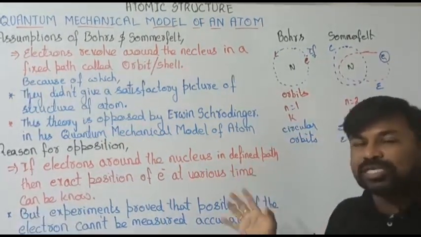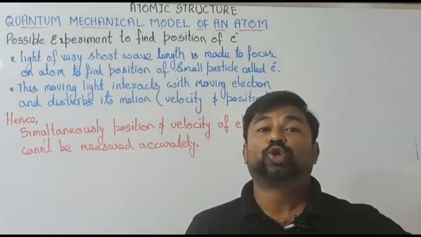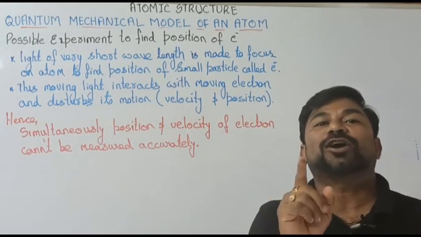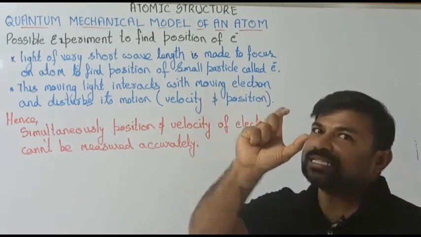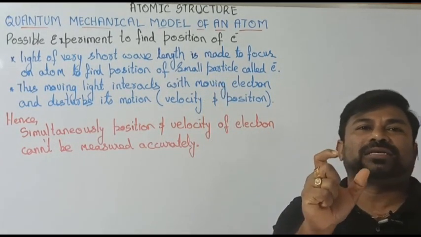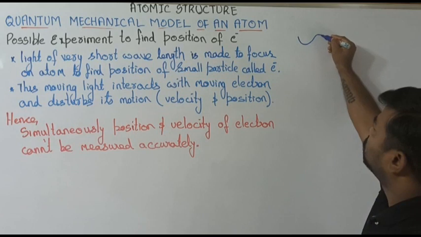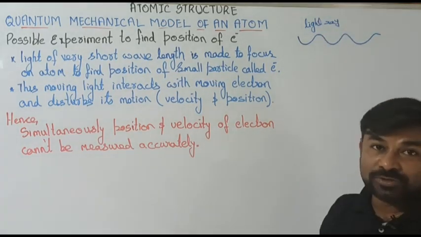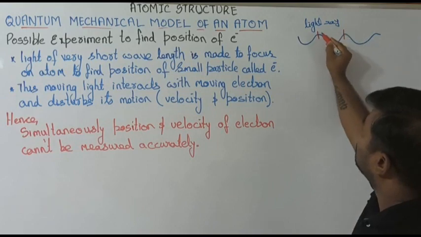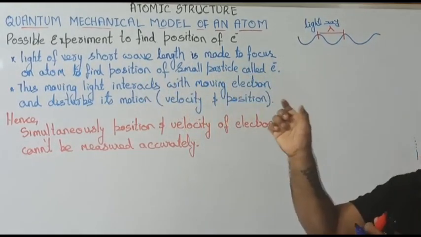Of course, to support this, we'll come out with an experiment which Mr. Erwin Schrödinger conducted to know the position and velocity of the electron accurately. I'm going to explain you now. Now, let's consider a light of very small wavelength, right? I'm talking about light. So this is nothing but the light ray. Now, as we all know, the distance from here to here is nothing but the wavelength. Okay, so light of short wavelength, very short.